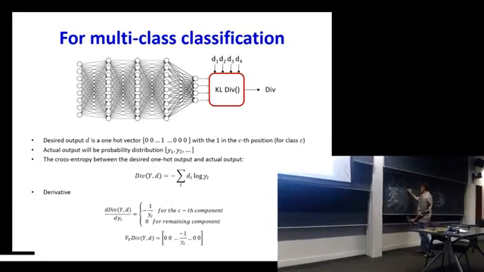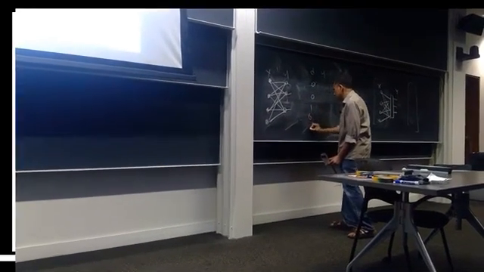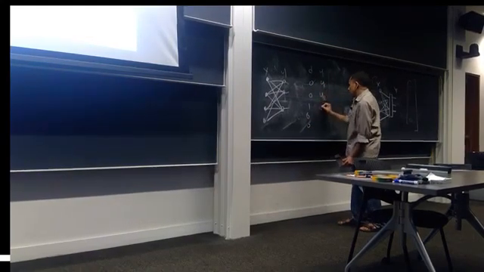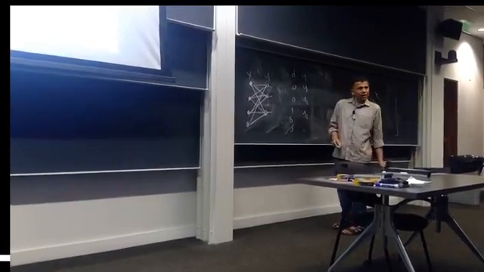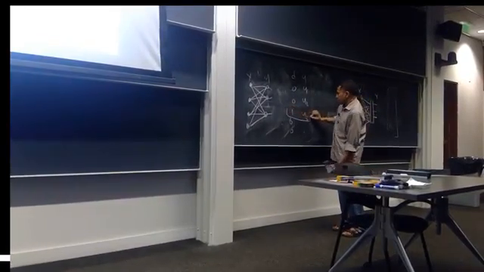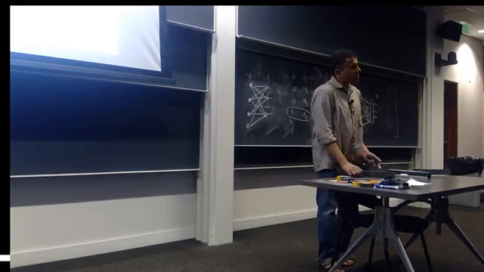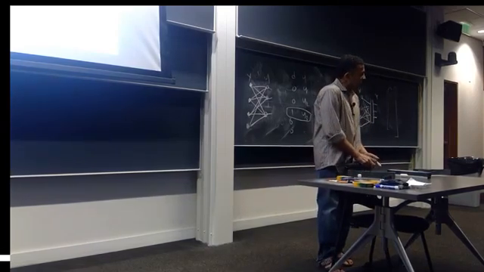So d is going to be something like 0, 0, 1, 0, 0. And you have some y1, y2, y3, and so on. So the only one that you have to worry about is this term, because this is the only class for which the d value is 1 when you're computing the derivative.